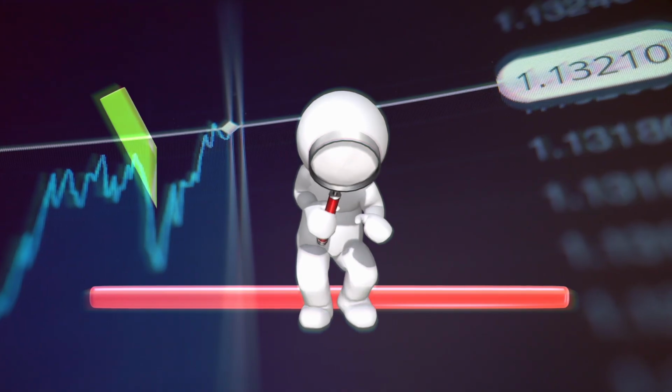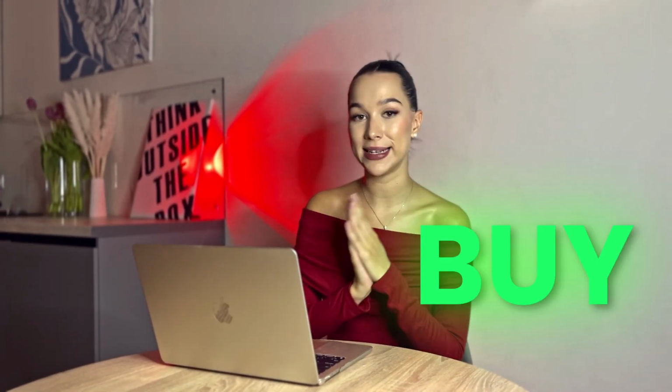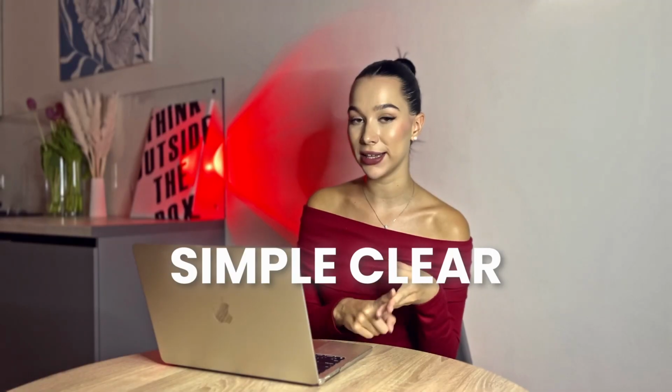First of all, automatic detection of all of the support and resistance levels. No more wasting time drawing them manually. Also, ready-to-use buy and sell signals on the chart. This is not just an indicator, it's like having a second brain on your chart, doing all the complex technical analysis for you. This tool saves your time, removes emotions, and makes trading as simple and as clear as possible.